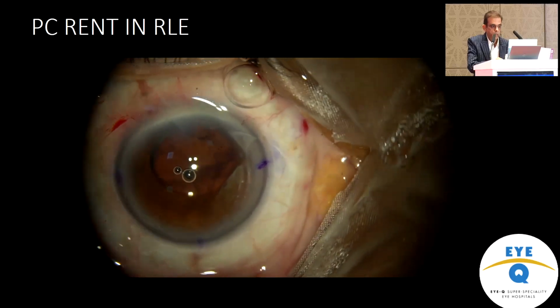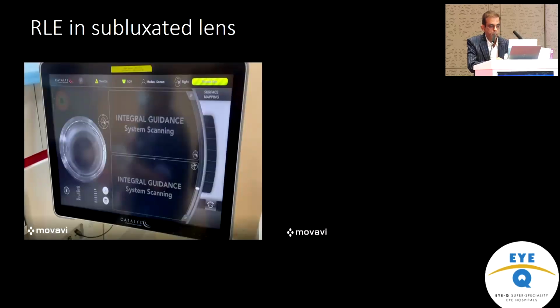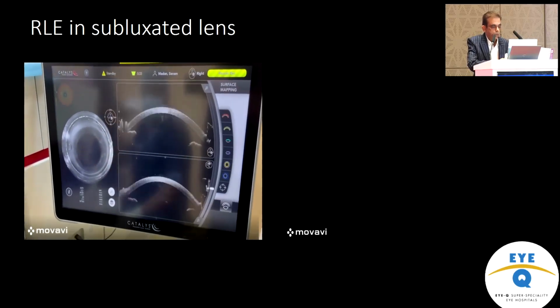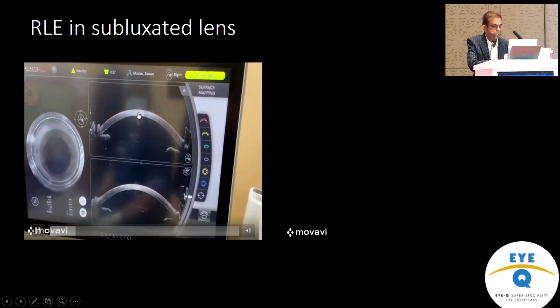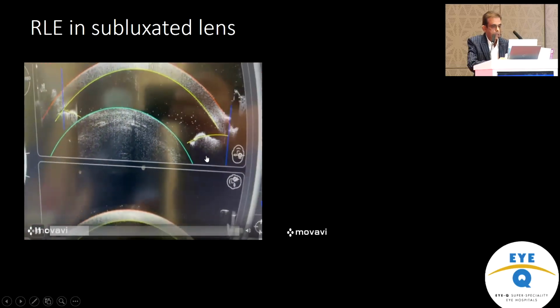Later on, the patient had a good 6/9 vision next morning, and after 15 days the patient is doing wonderfully well. But definitely we have to keep a track. Now this is something on subluxated lenses. You can see this is a Catalyst machine. We can see the surface mapping, and here you can see the dislocation, a clear cut dislocation.